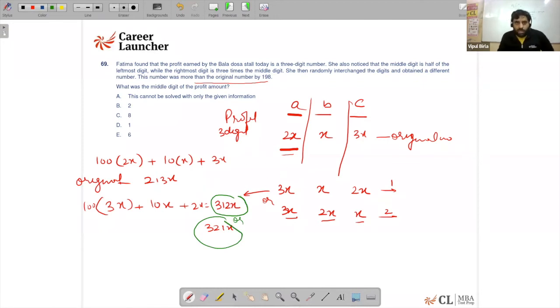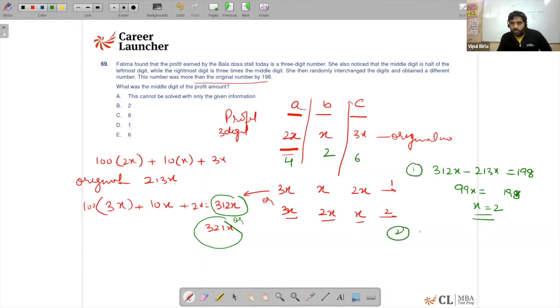Now they have mentioned that the new number is 198 more than the original one. So 312x minus 213x is equal to 198. That means 99x is equal to 198, or x equals 2. I've got x equal to 2. So therefore the number was 2, 4 and 6. This is with the first case.